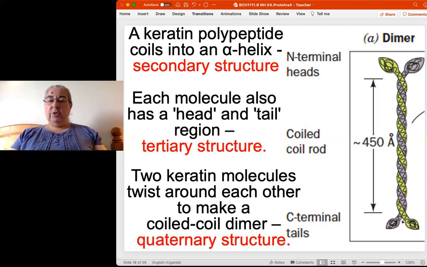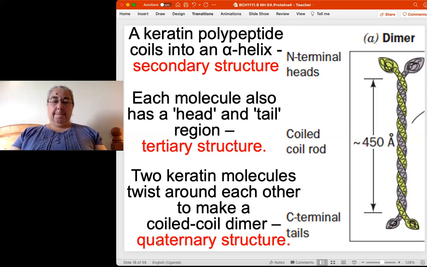Then when the two molecules come together to make the coiled coil dimer, that is an example of quaternary structure, two subunits that make up the final protein in its active form. A form of quaternary structure.